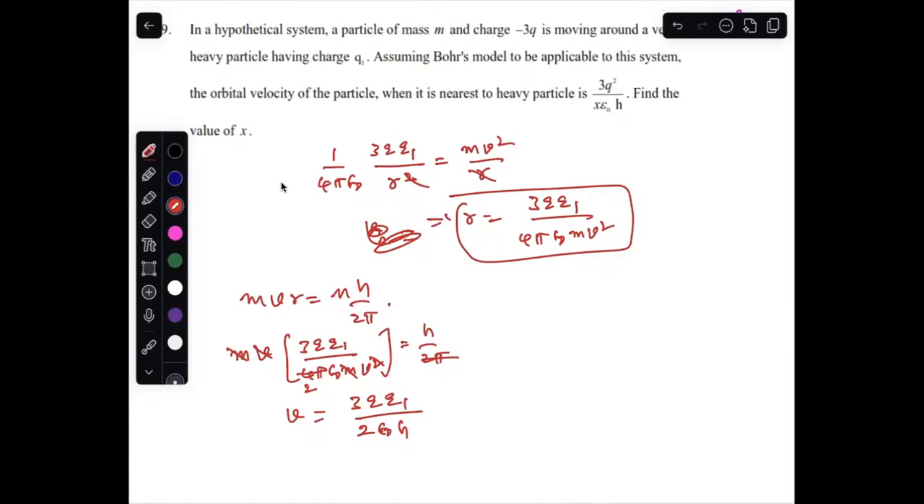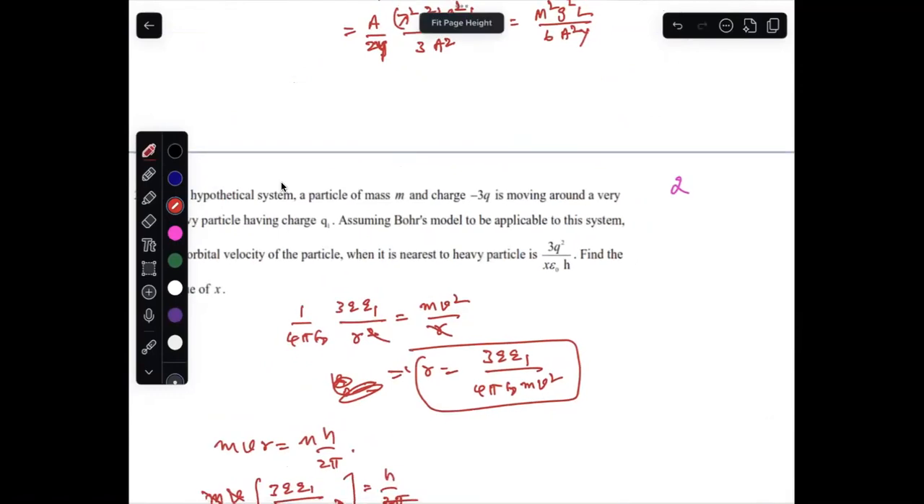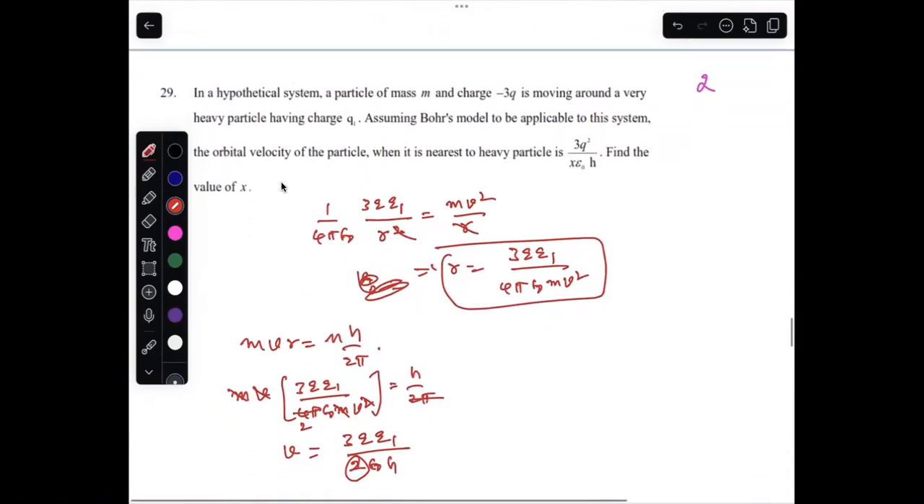Otherwise, how can I solve that? So I am assuming it as 3q square by 2 epsilon naught h. My answer is option 2. Absolutely correct. I am confused with q1. Actually, it was mentioned as q1, but in the final process it was taken as q. How to judge? Answer.